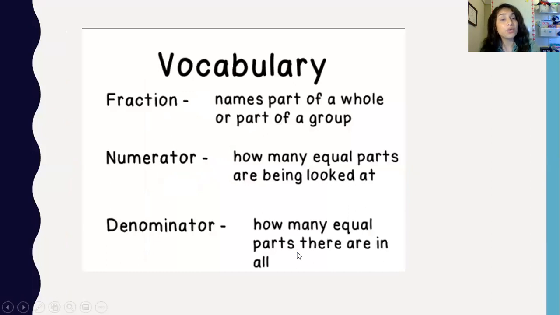All right, some vocabulary that we might encounter. We have fraction, numerator, denominator. A fraction is the name of a part of a whole or a part of a group. I already went over what a numerator is. They are the equal parts that are being looked at. Remember, the parts that we can see, the parts that are shaded. The denominator is how many equal parts in all.